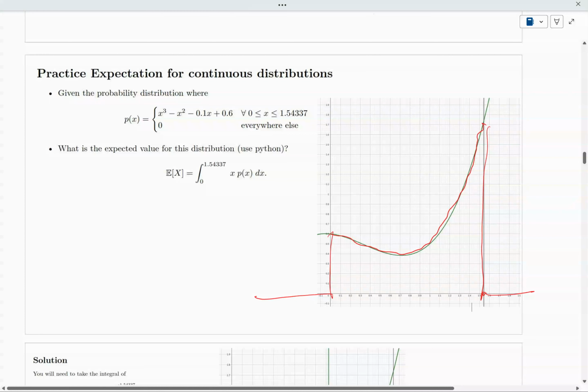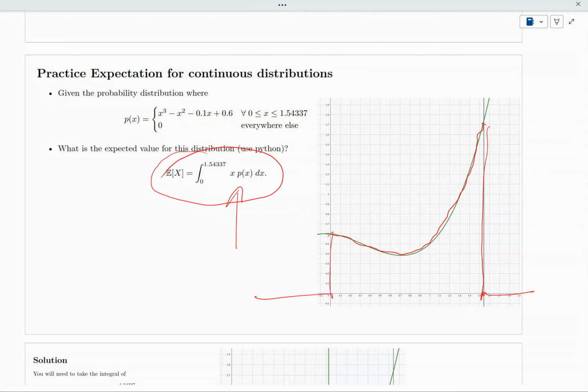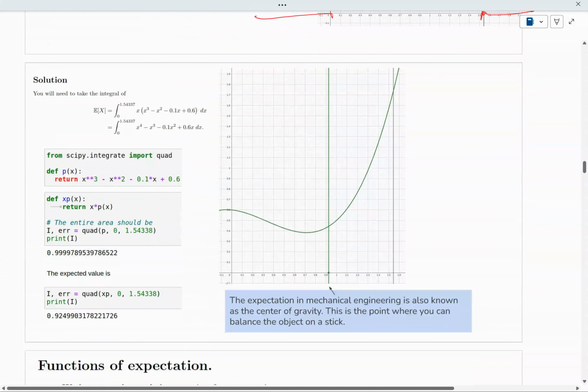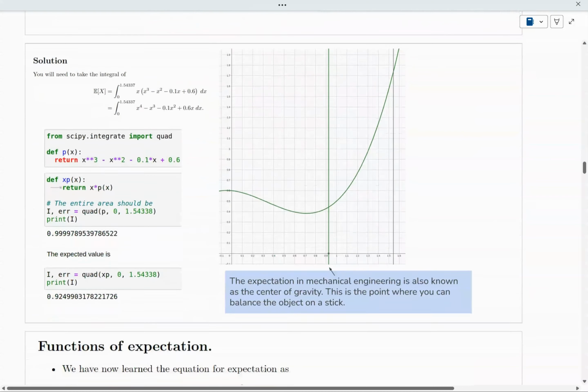I want you to take up Python and see if you can calculate the expectation. Remember with Python, you can find the integral, right? So to find the expectation continuously, you need to take this integral. You don't want to do it by hand. You could, but pull out Python and use the quad function. All right, pause. We're gonna go on. Here is the solution. So hopefully you got it.